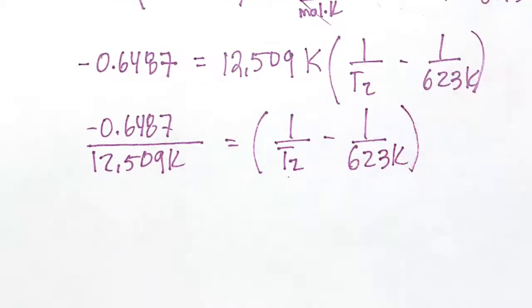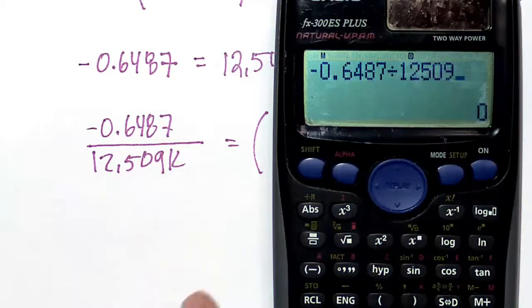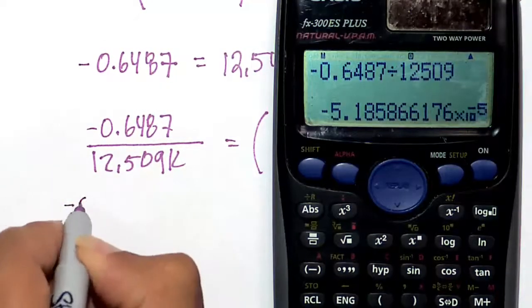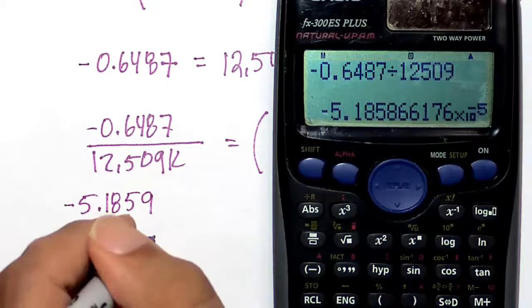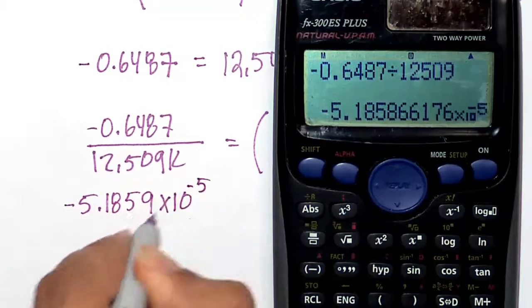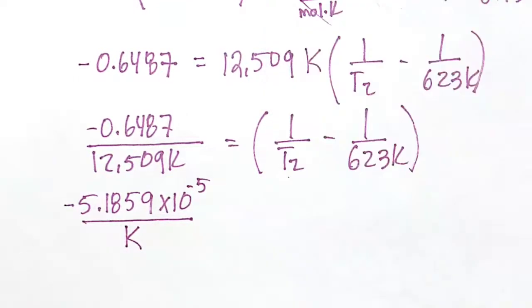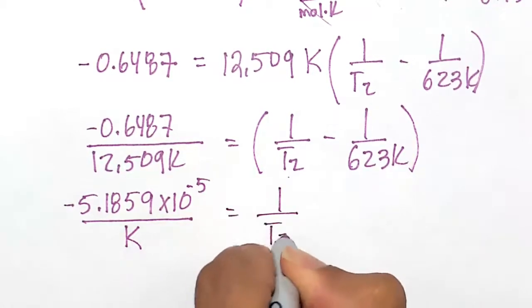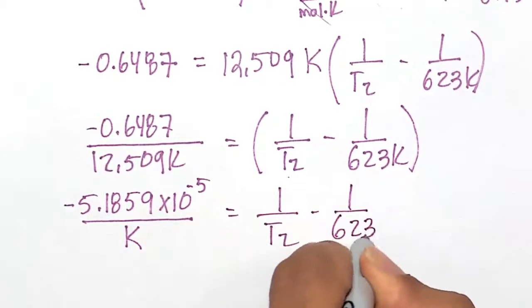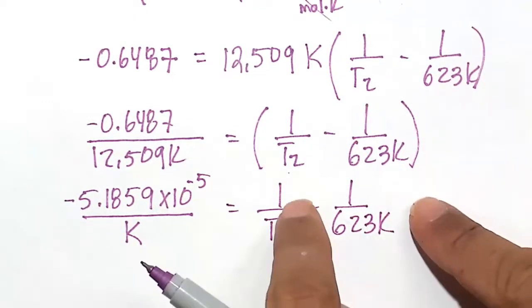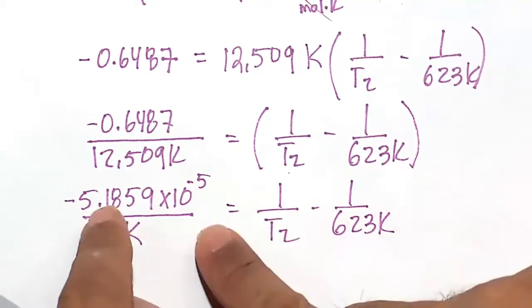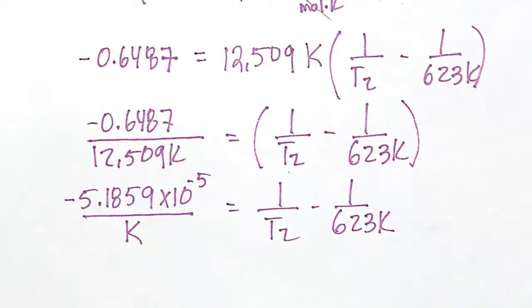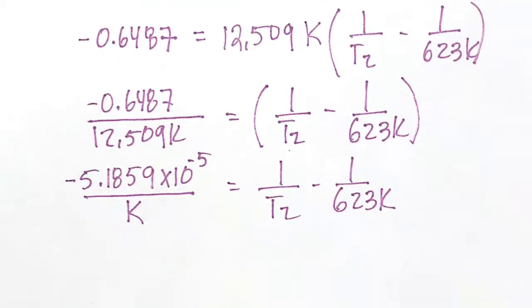All right, so let's do this on our calculator. Let's report our answer as minus 5.185, I'm just putting some extra digits here, 4 decimals, times 10 to the minus 5 over Kelvin. Okay, I'm going to put the units along for the ride, or you can just as simply put the units in your final answer. Equals 1 over T2 minus 1 over 623K. Let's take that minus 1 over 623K and move it to the left-hand side of the equation, making it plus 1 over 623K.